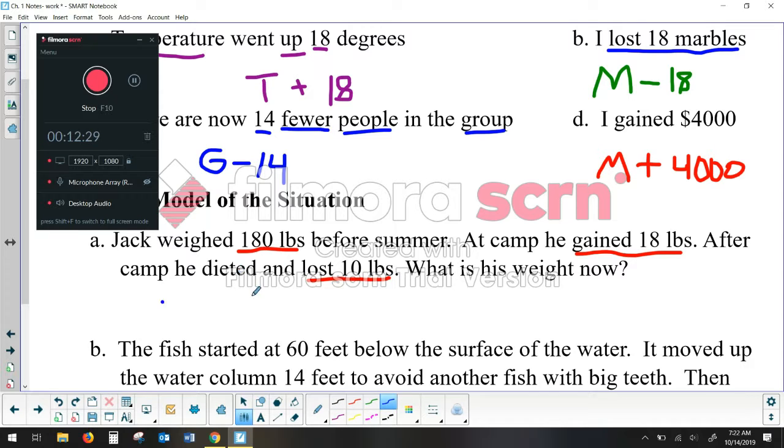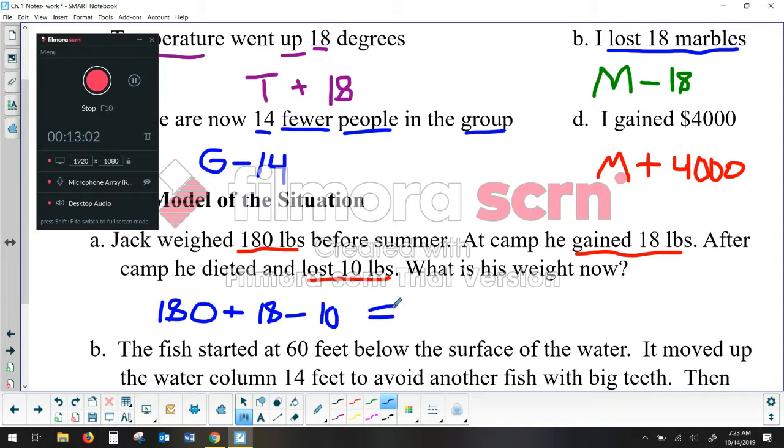Well, we started with our 180 pounds. That's how much he weighed. He went to camp and gained 18 pounds. And then after camp, when he went home, he went on his diet and lost 10. So, he started at 180, gained 18, lost 10. What is his weight now?